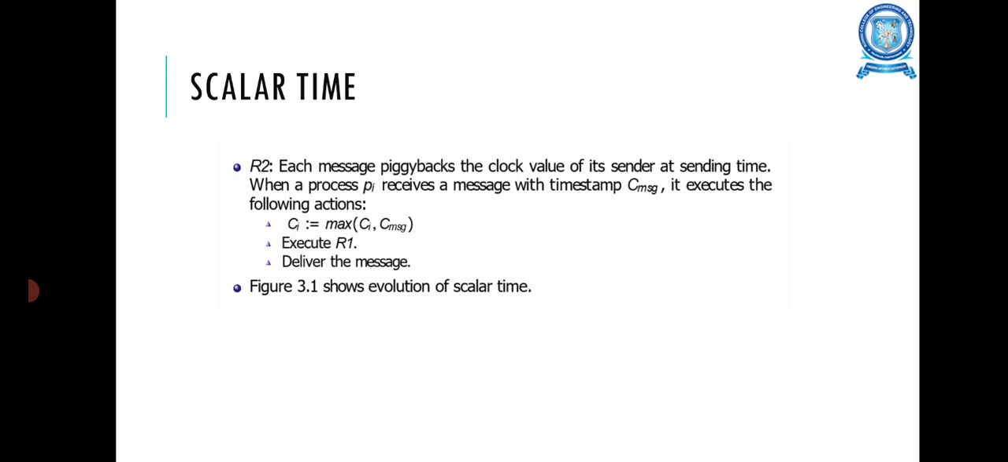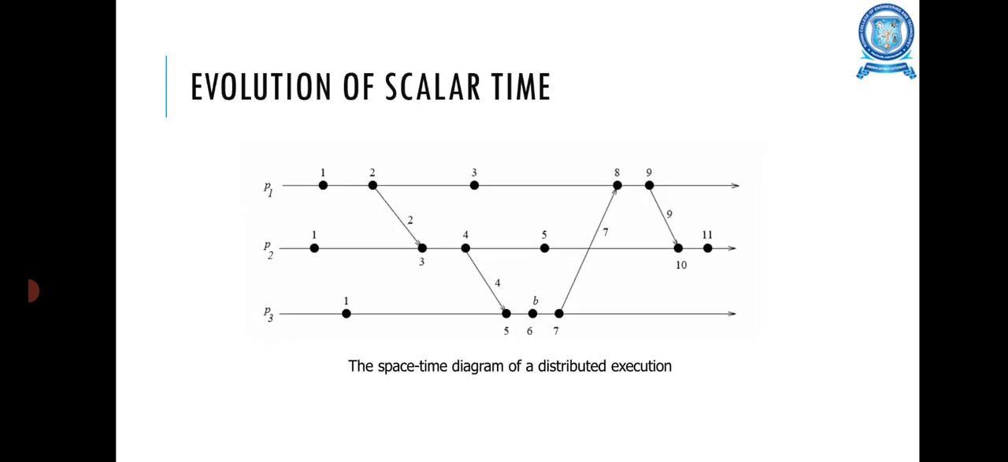Rule 2: each message piggybacks the clock value of its sender at sending time. When a process Pi receives a message with a timestamp C message, it executes the following actions. First, Ci equals the maximum of Ci and C message. Then execute R1. Then deliver the message. The figure shows the evolution of scalar time.